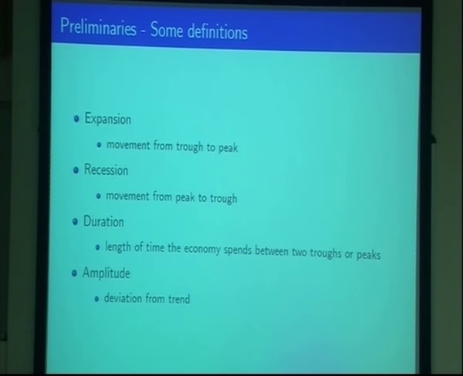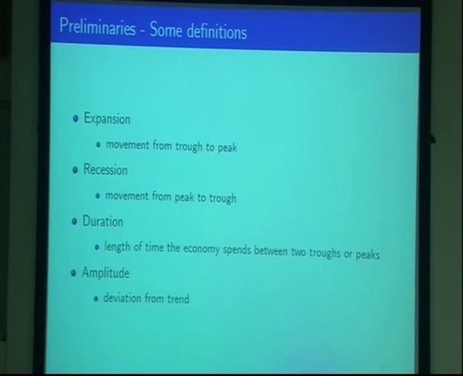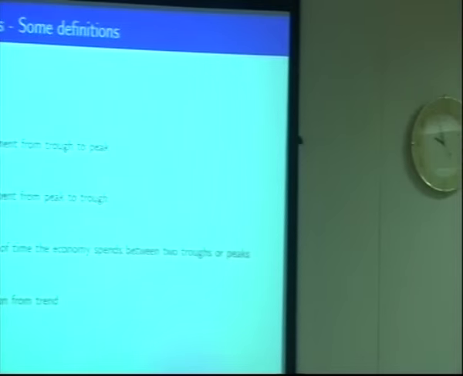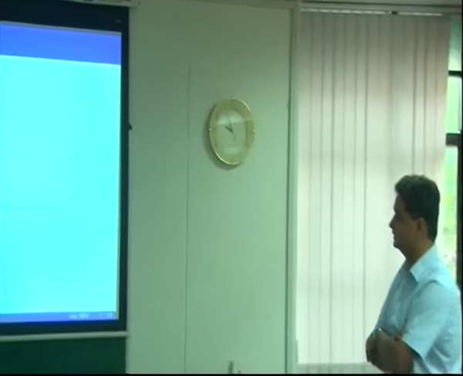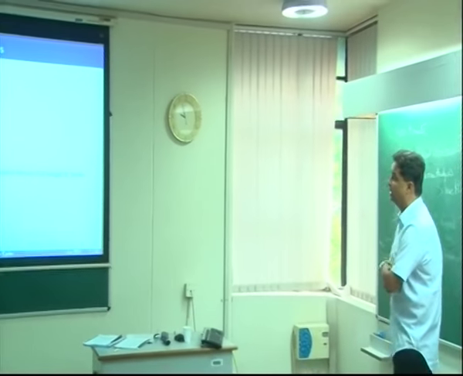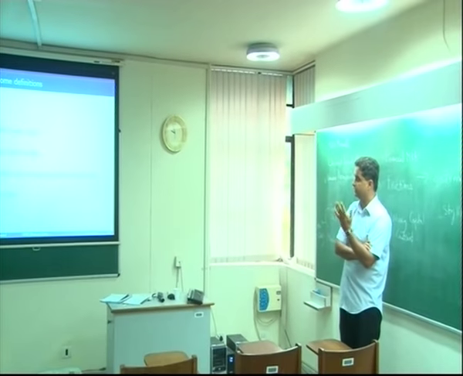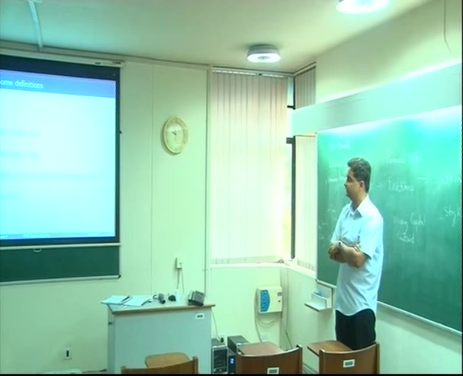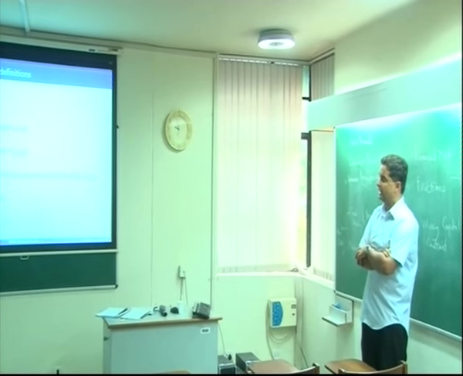Expansion is just movement from trough to peak. In emerging markets and developing economies, the movement from trough to peak takes a different number of years. Recession is movement from peak to trough. This is also something that people working in the empirical literature have documented takes a different number of years. Then there's duration, which is the length of time the economy spent between troughs and peaks, and the amplitude.